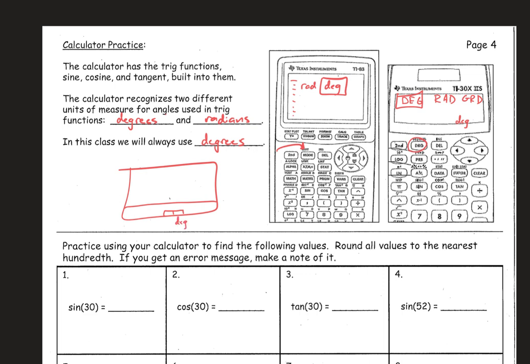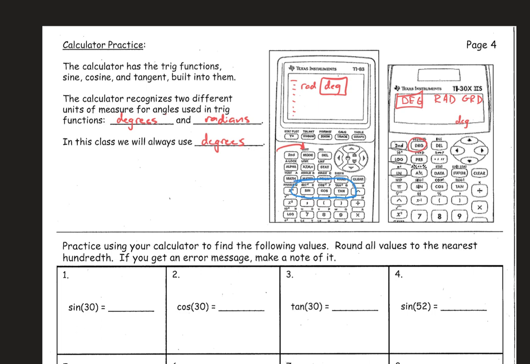If ever your calculator gives you funny answers, you're probably in the wrong units. For example, if you get a negative angle, you're in the wrong unit, so make sure you switch over to degrees. That will affect everything. All right, now the trig functions for the calculators are all right here.